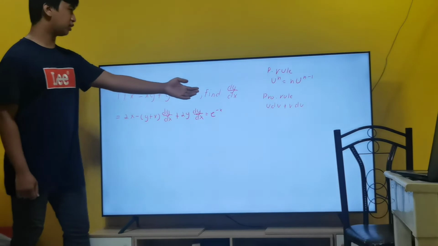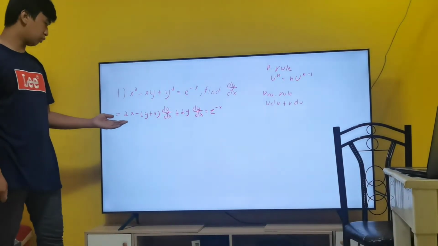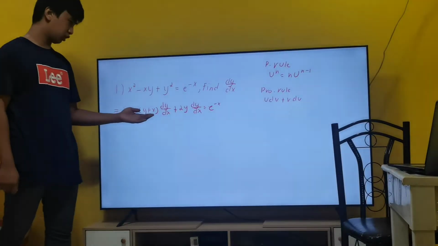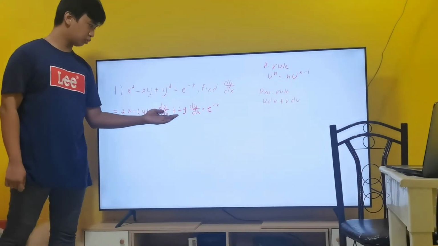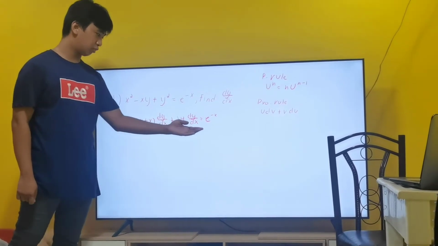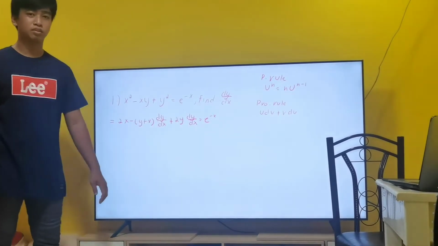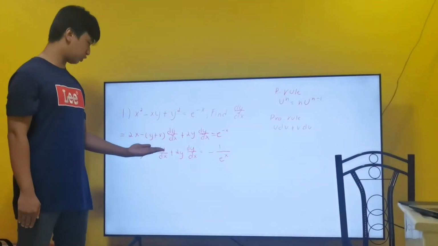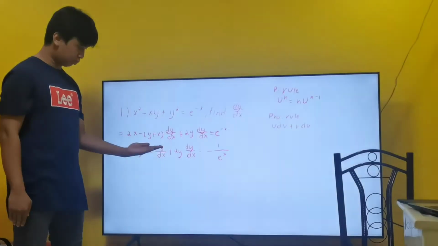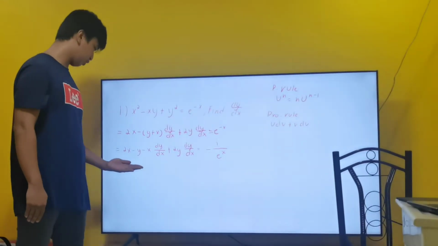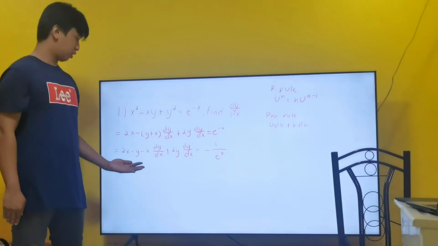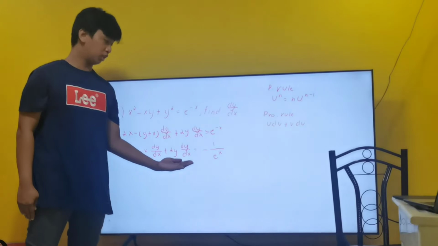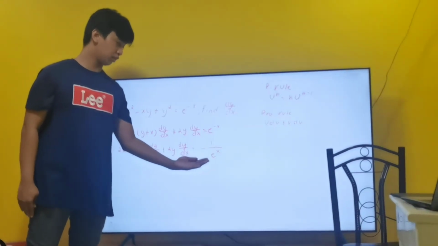By applying these two, we will get 2x minus y, close and open parenthesis, y plus x dy over dx plus 2y dy over dx equals e raised to the power of negative x. In our next step, we need to distribute the negative sign on y plus x, so it will become 2x minus y minus x dy over dx plus 2y dy over dx equals negative 1 over e raised to the power of x.